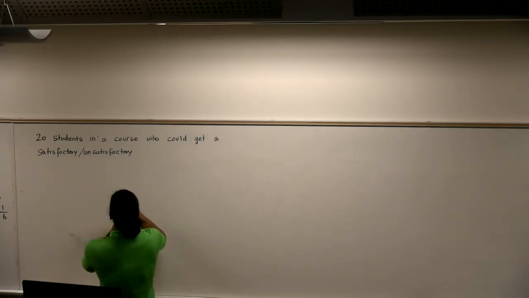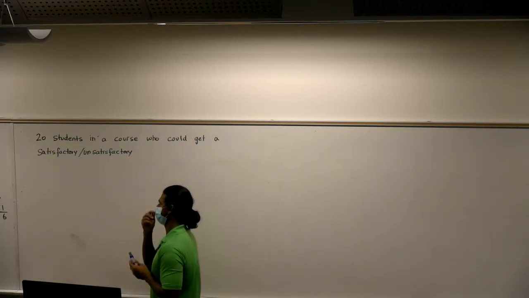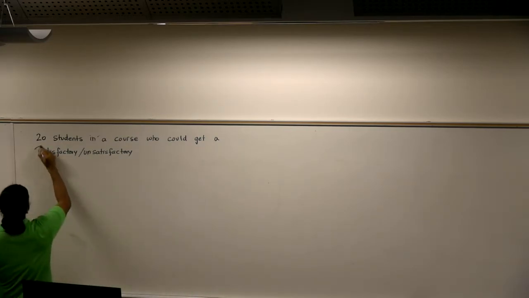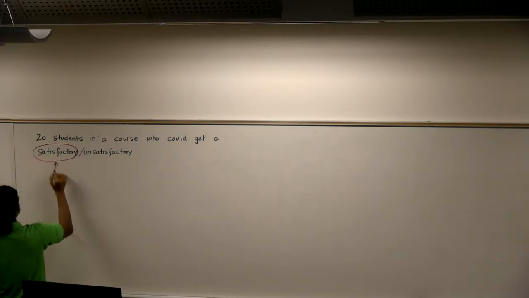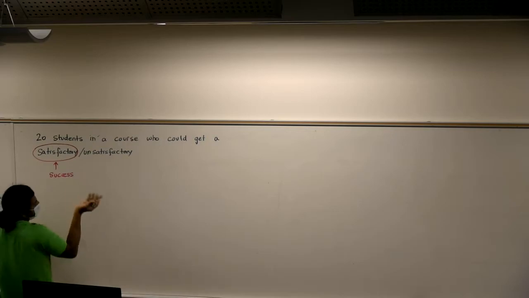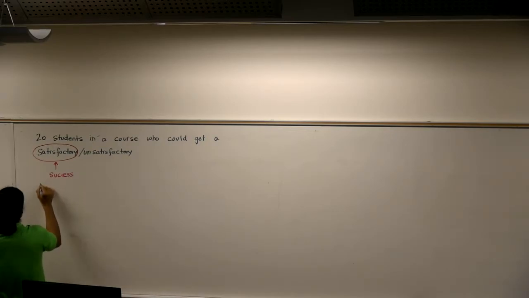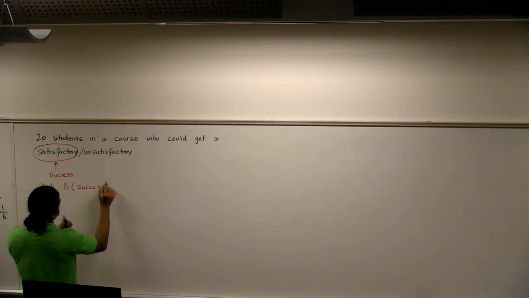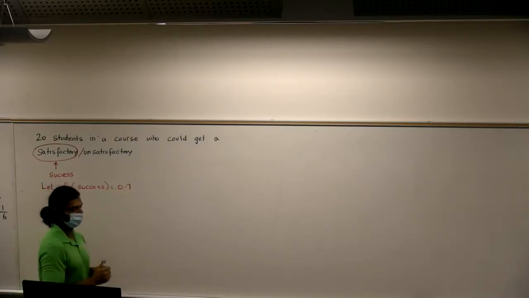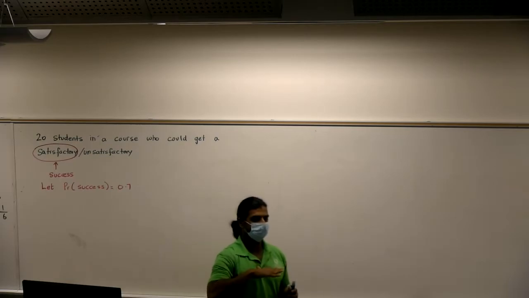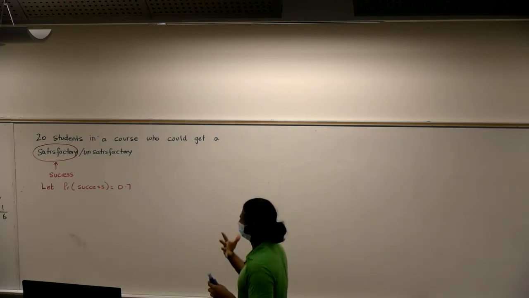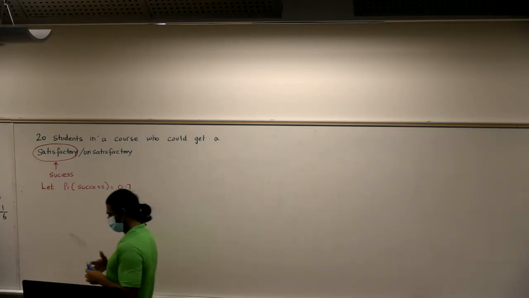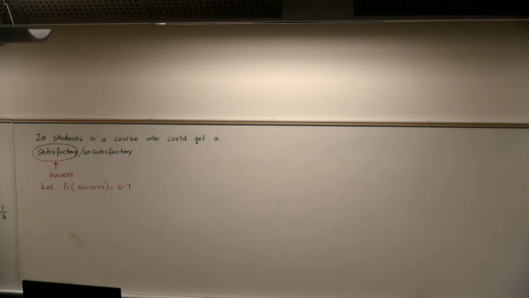What should we give as probability? Well, first we've got to identify the success. What should success be, satisfactory or unsatisfactory? Satisfactory. I just have to make something up. So, for example, I'll just say let probability of success be 0.7, which simply implies the probability of getting a satisfactory grade is 0.7, 70% chance. The probability of not getting a satisfactory grade would be 30%.